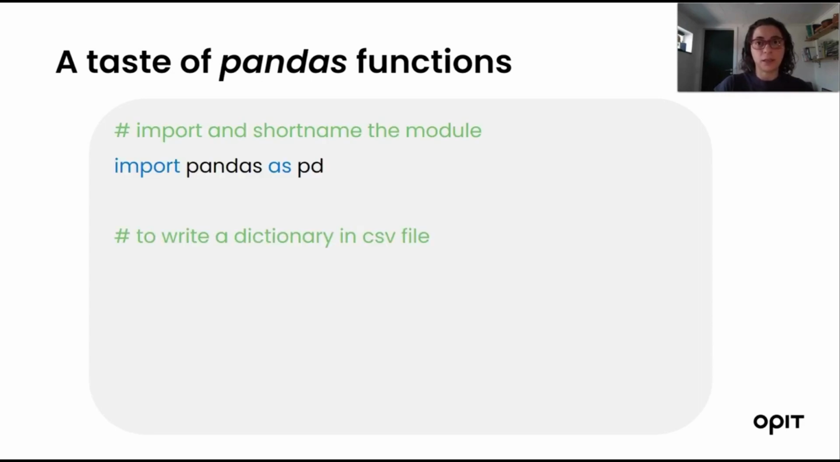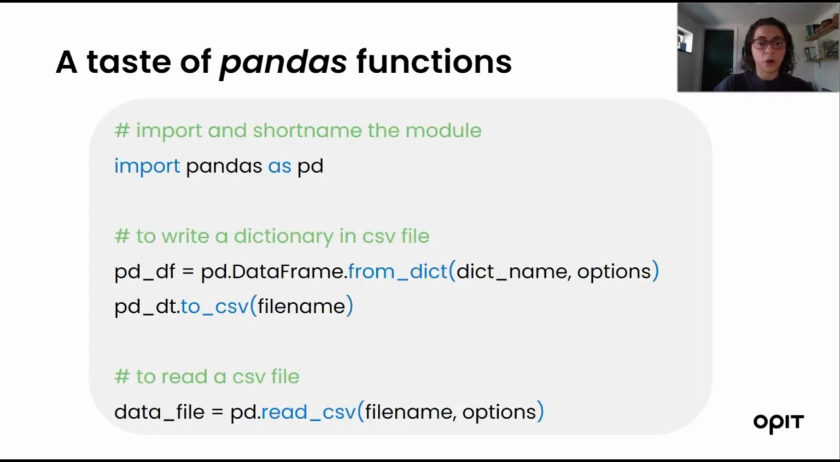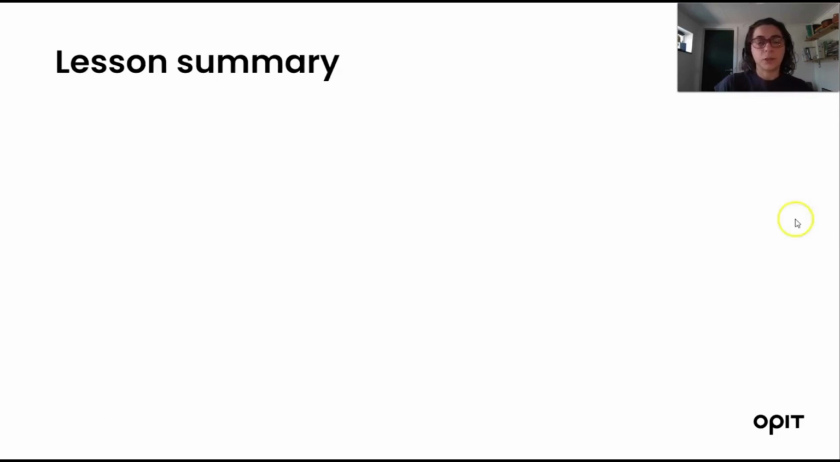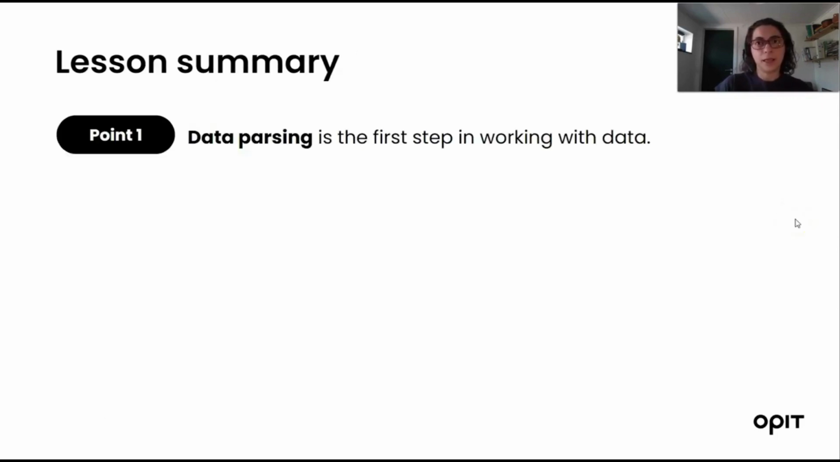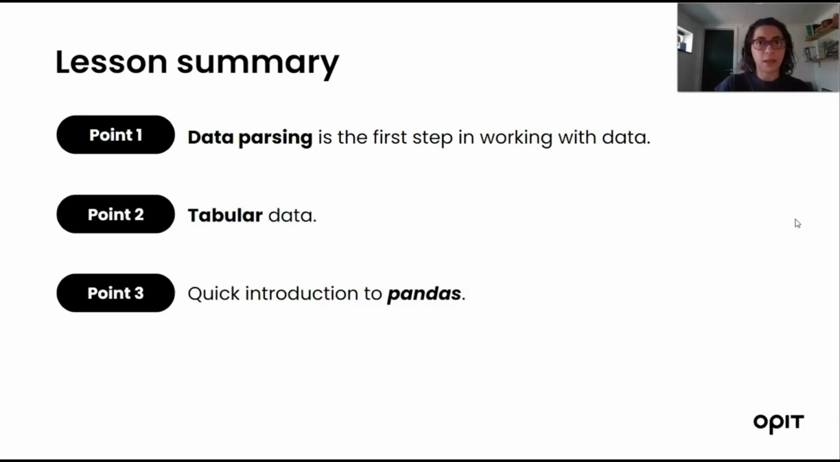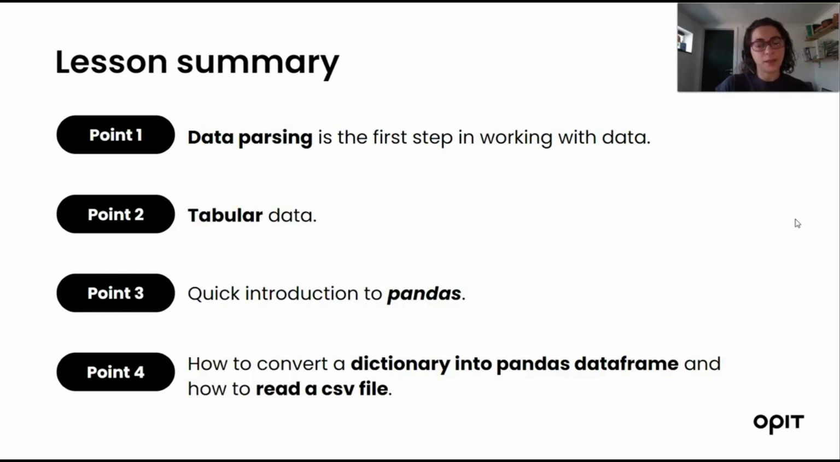Here in this slide, I have an overview of all the commands, the uses of Pandas that we saw in this video: how to import and short name the module, how to write a dictionary into a CSV file, and how to read a CSV file into a data variable in Python and use it. To recap this video, data parsing is the first step when working with data. We saw what tabular data is, and then we introduced Pandas and saw how to convert a dictionary into a Pandas data frame and how to read a CSV file.